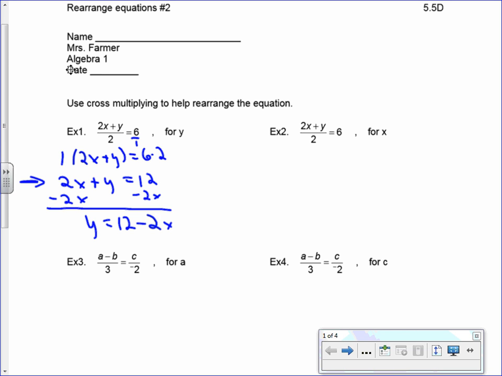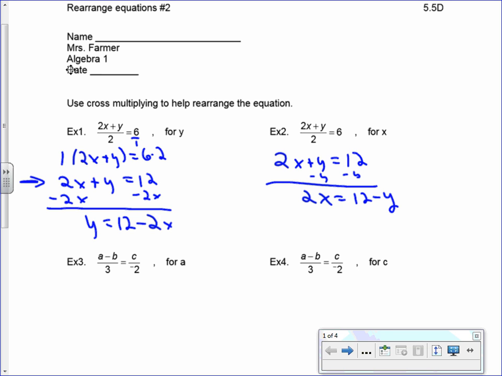Everybody follow? Okay, so cross multiply on the second one, we did the same exact step, 2x plus y equals 12. That step is the same. It doesn't matter if you're solving for x or for y, the cross multiplying step is going to look the same. And now what am I going to get rid of since I'm solving for x? Minus the y from both sides, okay? So minus the y, and you'll get 2x equals 12 minus y, okay?